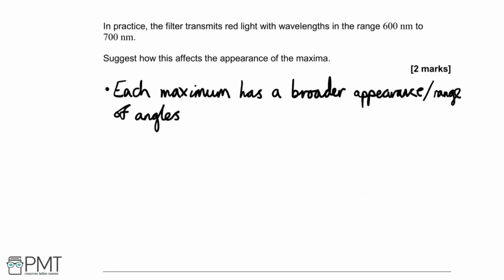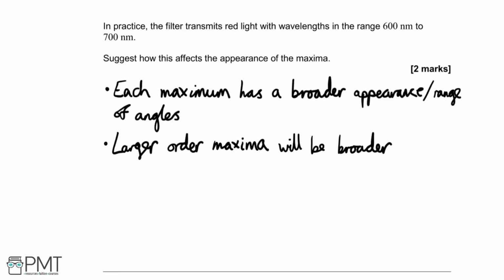What you could also say is that for the greater order maxima, you would get broader, more spread out maxima, because remember, lambda is not proportional to theta. There's no direct proportional relationship between that wavelength and that angle. So the angles at greater values of n will be more affected.